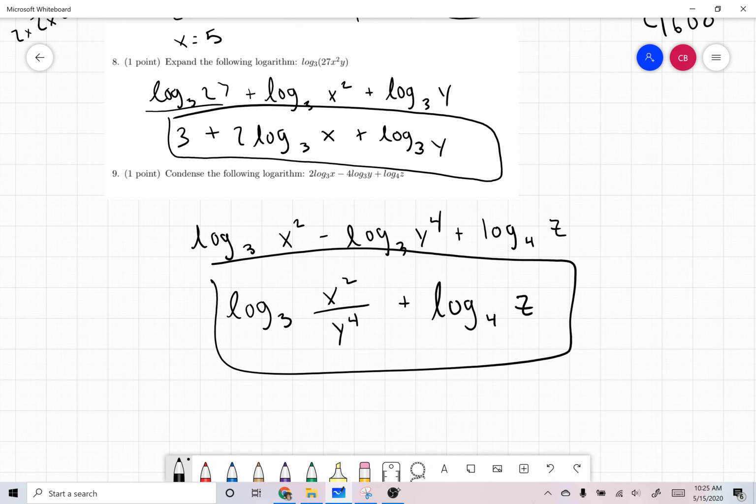So notice I did not combine these because the base was not the same. You cannot do that if they're not the same, so make sure that you're careful. I don't think I put it like that on the test, but there is a possibility, so just be careful.